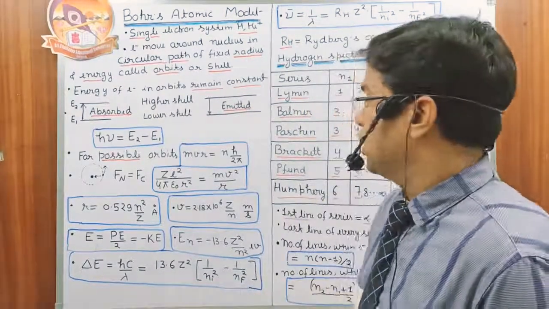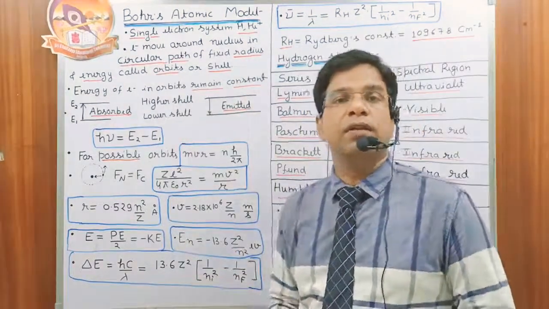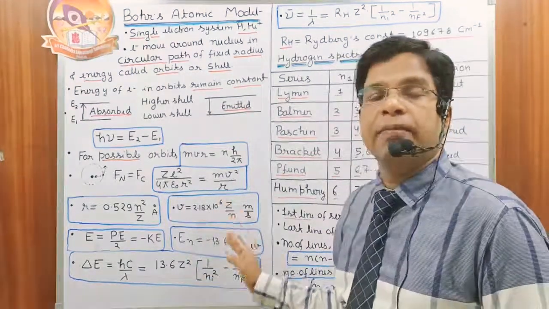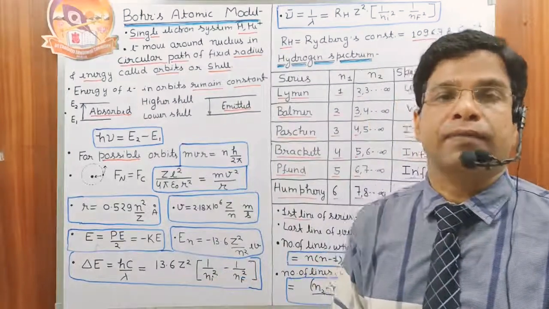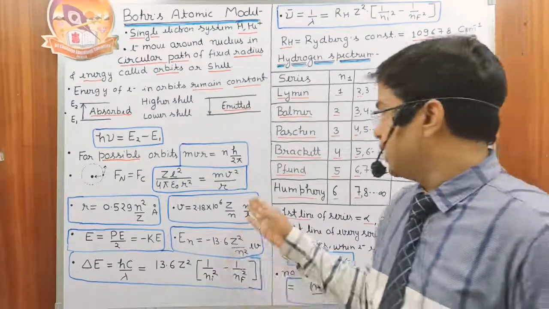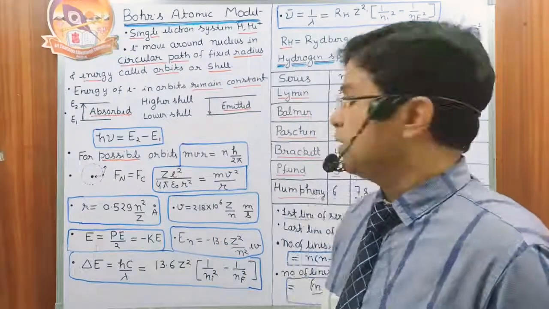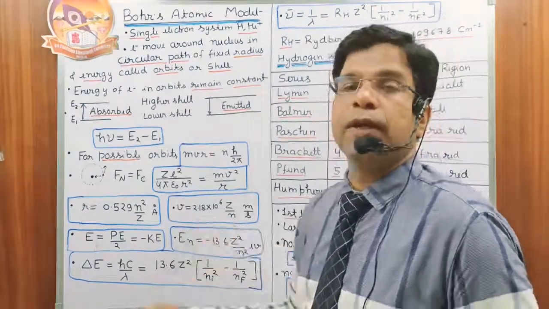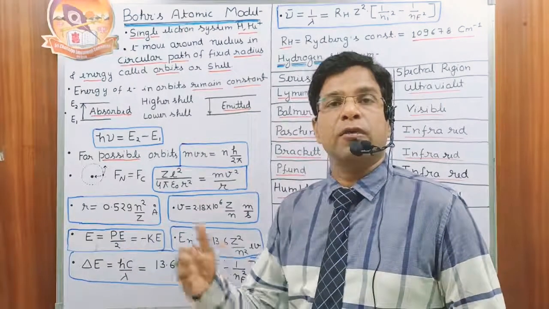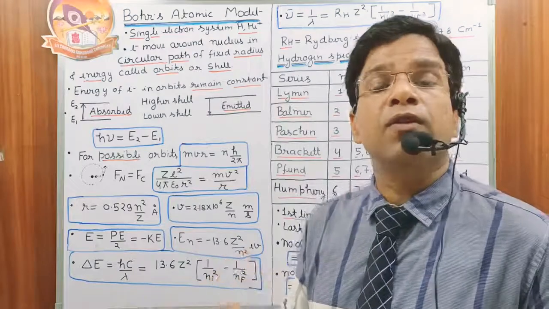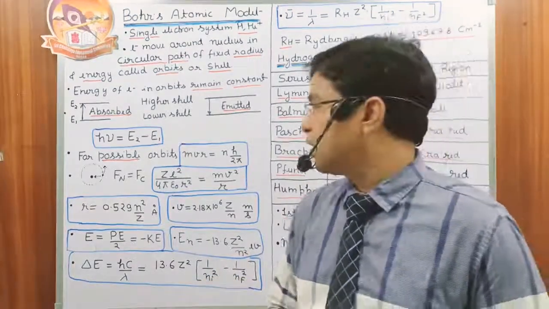What is the velocity? Velocity has the formula 2.18 into 10 to the power 6 Z by n meter per second. If Z is equal to 1 for the hydrogen and we are talking about the first shell, then this 2.18 into 10 to the power 6 meter per second, or 10 to the power 8 centimeter per second, becomes the velocity of the electron in the first shell.